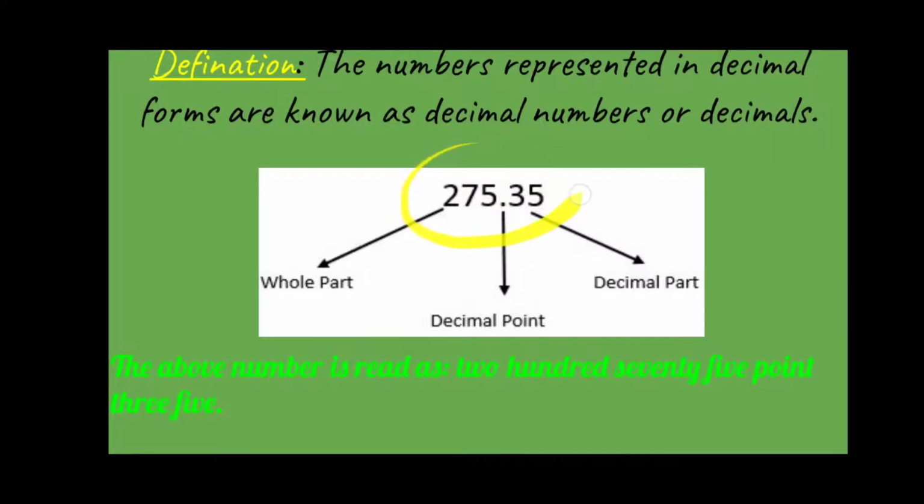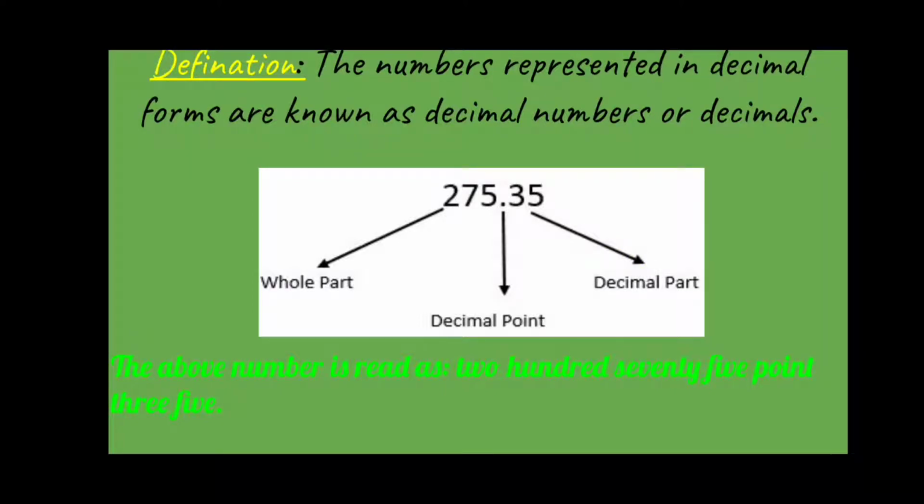One example is this number, 275.35. Now there are different parts of a decimal number. The numbers before the point, that is 275, are the whole part, and the numbers after the point, which is 35, are the decimal part.